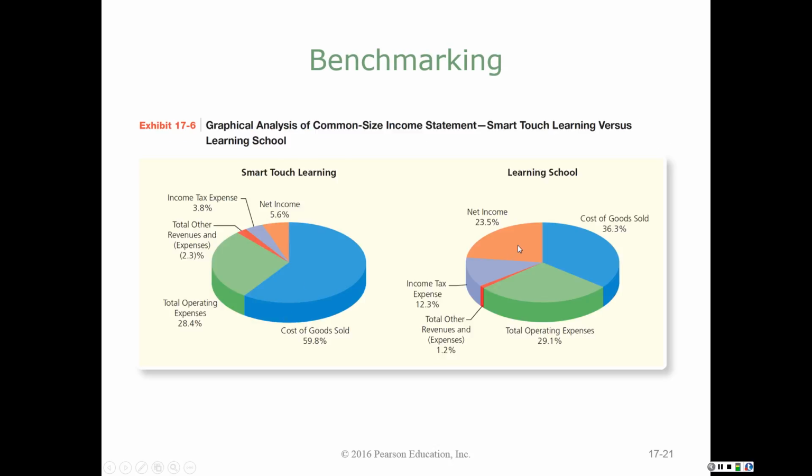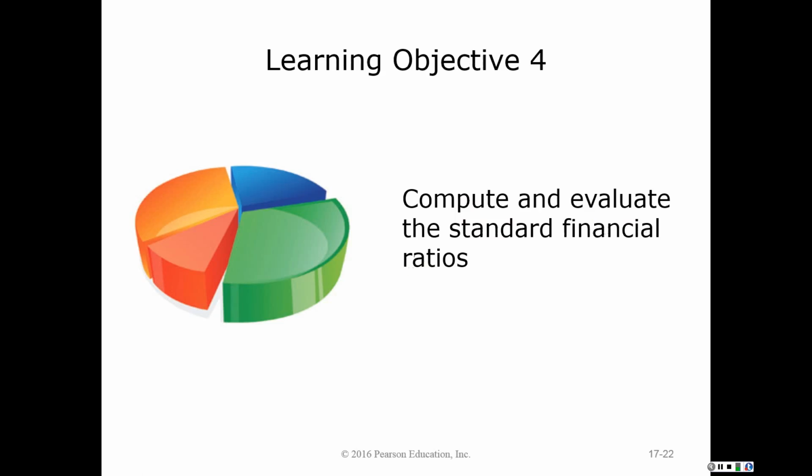And here's a pictorial, graphical example of that between Smart Touch and Learning School. We can see that this is a common size income statement, and we can see income for Smart Touch compared to Learning School. We can see what our cost of goods sold are compared to someone else. So benchmarking is simply a comparison of our expenses to others.